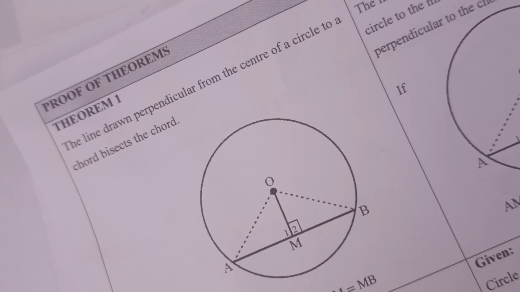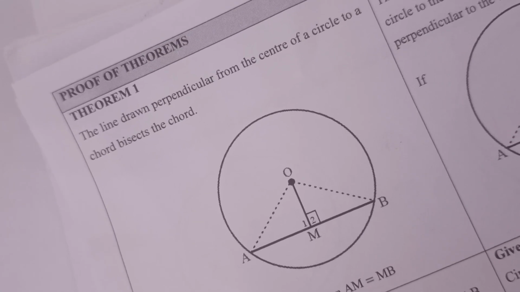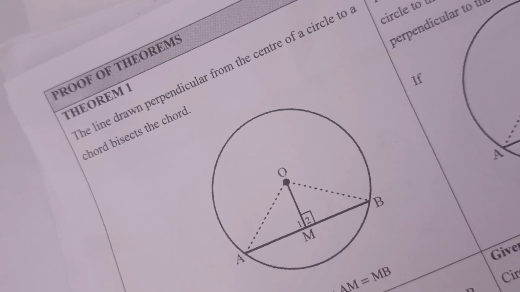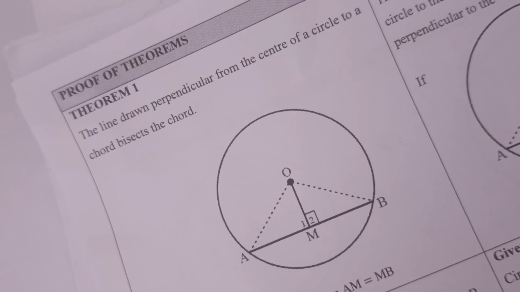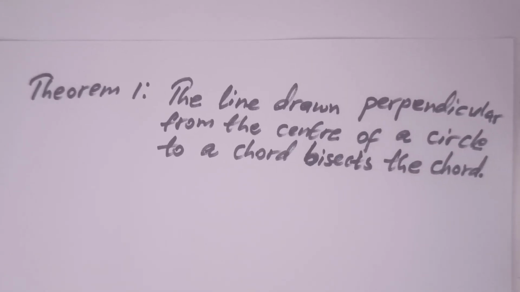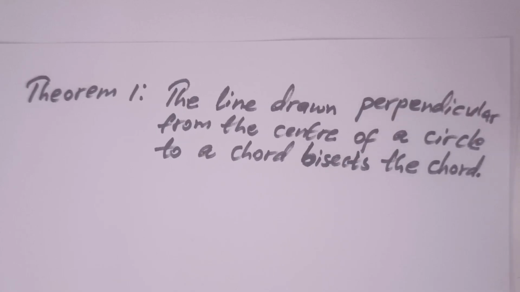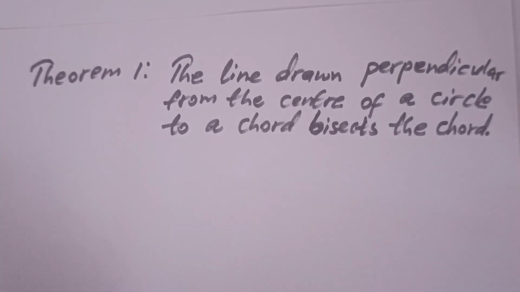A line drawn perpendicular from the center of a circle to a chord bisects the chord. That is the theorem, theorem 1. The line drawn from the center that is perpendicular to the chord. So the line drawn perpendicular from the center of a circle to a chord bisects the chord. What this means, it means the following.